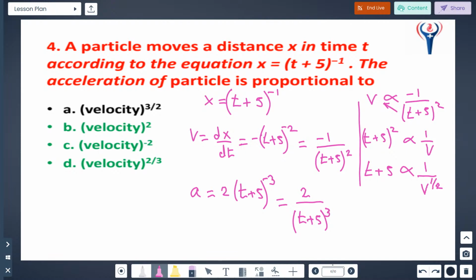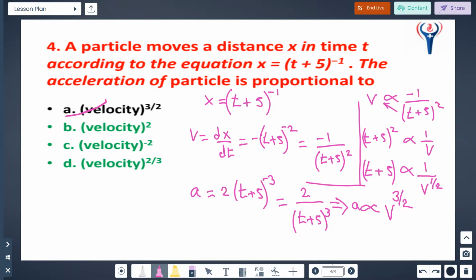If you see here, similarly a is inversely proportional to (t + 5)^3. But the (t + 5) term is inversely proportional to v^(1/2). Then a is proportional to (v^(1/2))^3, that is nothing but v^(3/2). Velocity to the power 3/2, that is option A. Option A is the correct answer.